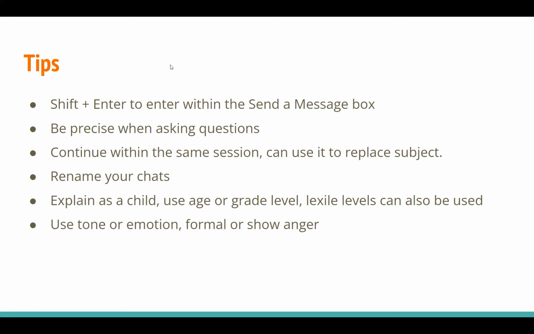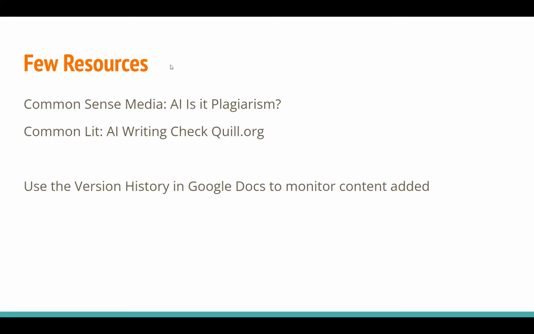Okay. So just a few little tips, and then a few resources for you right at the end. Common Sense Media has a lesson for high school students about plagiarism and using AI. So if you've never used Common Sense Media, they have all the worksheets, the lessons, everything is already created for you, and it's free of charge. Common Lit, again, is another one that is free of charge. They have something called AI writing check, through quill.org. I haven't found it to be accurate.